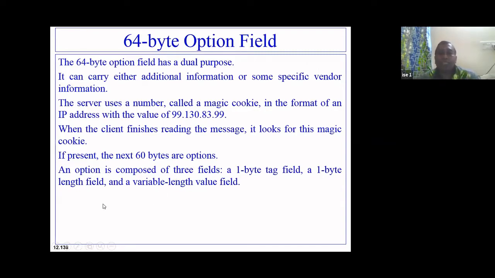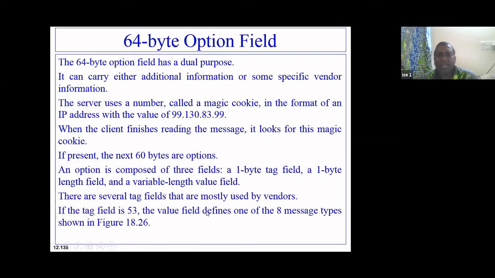Now, option field comprises 3 fields, basically 1 byte of tag field, 1 byte of length field, and variable length of value field. So 2 bytes out of 60 bytes are used, 1 byte is tag field, and 1 byte is for length field, and then variable length value field. Now let us see, there are several tag fields, and generally these tag fields are used by vendors. I told you that this options field is generally enabled by the various vendors. You got the idea?